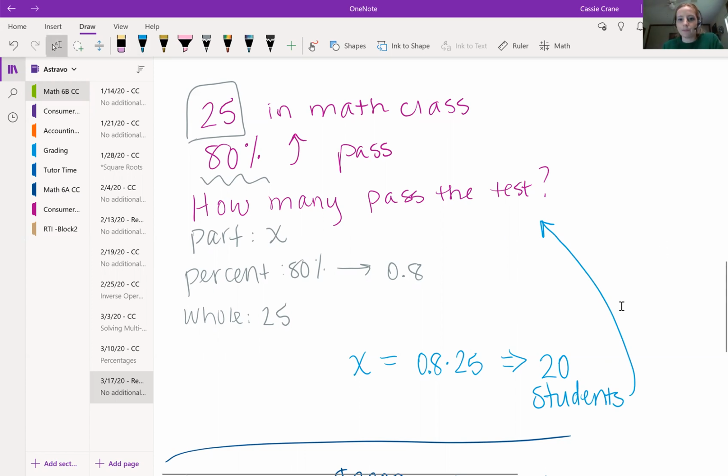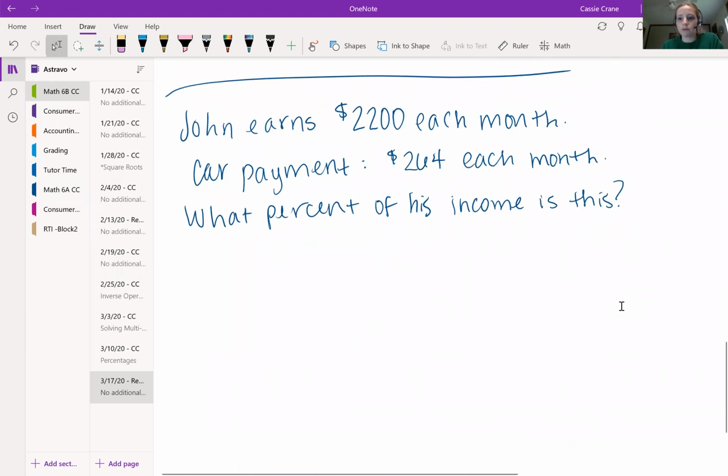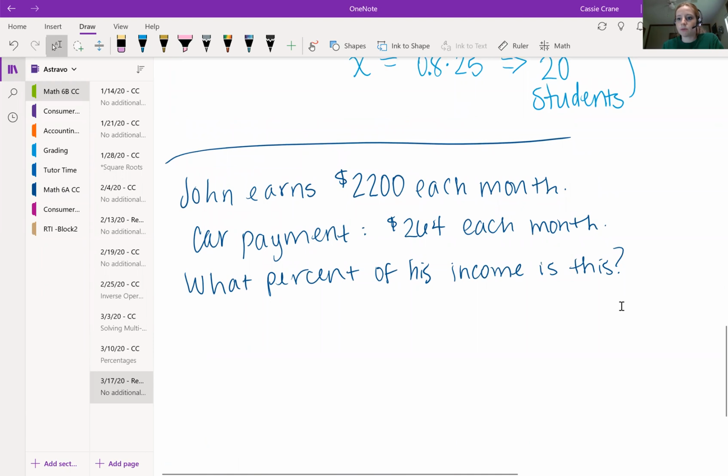Okay. All right, let's do one more application problem, but one that's a little different than what we've looked at. Same skills, but it's going to be set up a little different. Okay, so this one says John earns $2,200 each month. He has a car payment of $264 each month. What percent of his income goes towards his car payment?